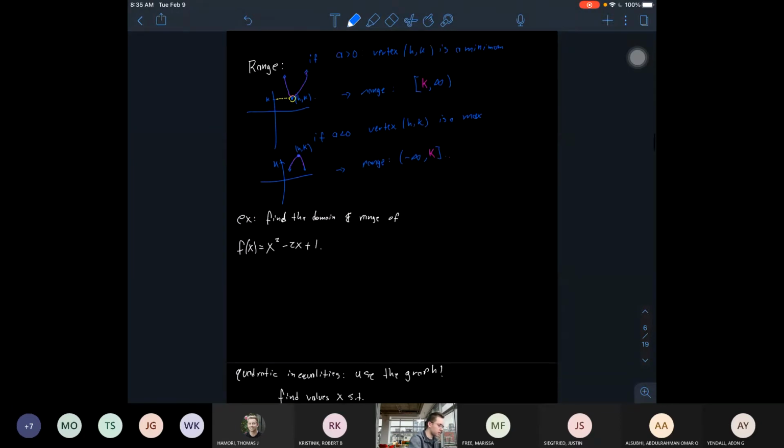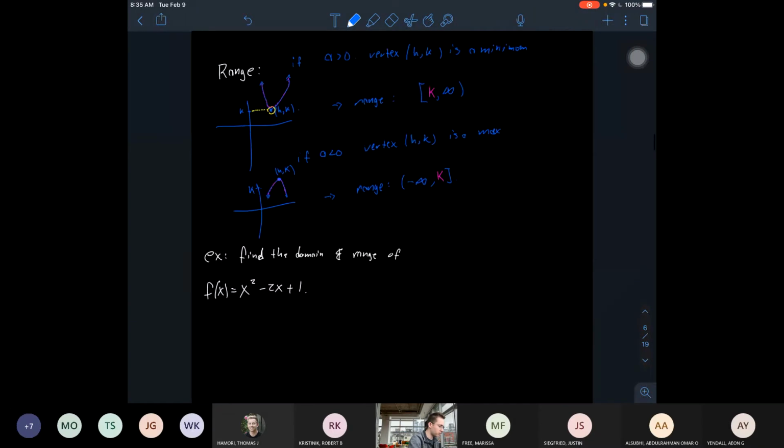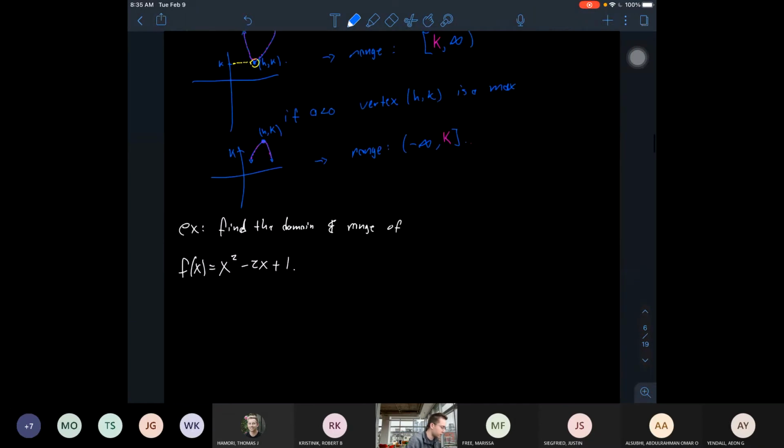Okay, so we can do this example here. We have this function f of x equals x squared minus 2x plus 1, and we want to find its domain and range. So the first step would be to get it into vertex form. Or they call that, quote, standard form. Or vertex form.